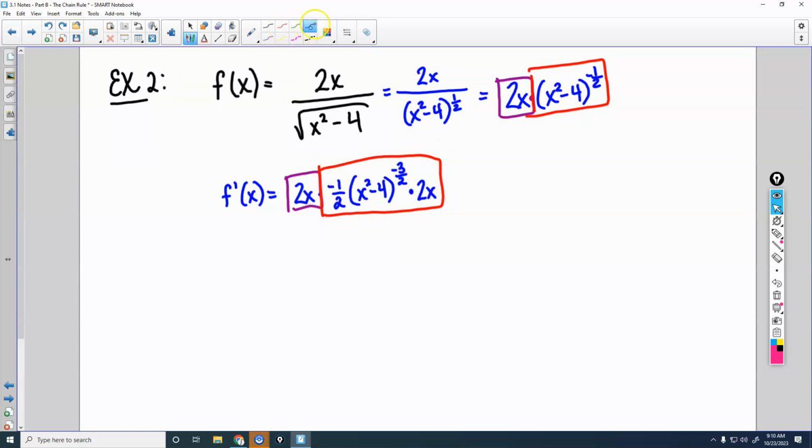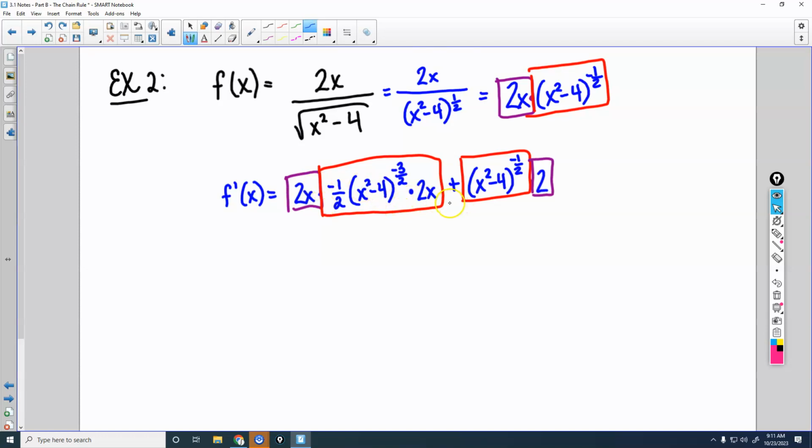I have still got to do plus the second, x squared minus 4 to the negative 1/2 times the derivative of the first. What is that? Just 2. So that was my 2 pieces there. And there's no denominator on this one because you just use negative exponents instead.